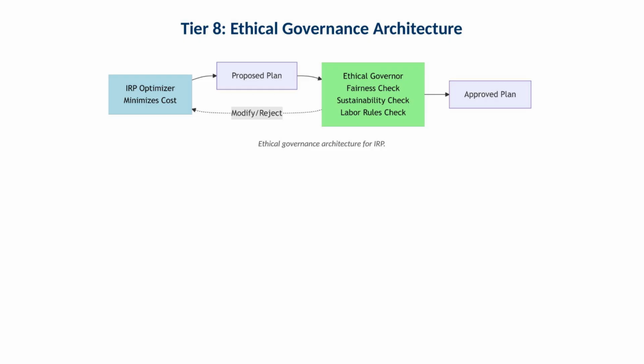This diagram illustrates ethical governance as a supervisory layer. The optimizer proposes a plan, and the governor checks it against higher-level constraints before execution. In practice, this helps ensure that cost-minimizing behavior does not create unacceptable service inequities or regulatory violations.